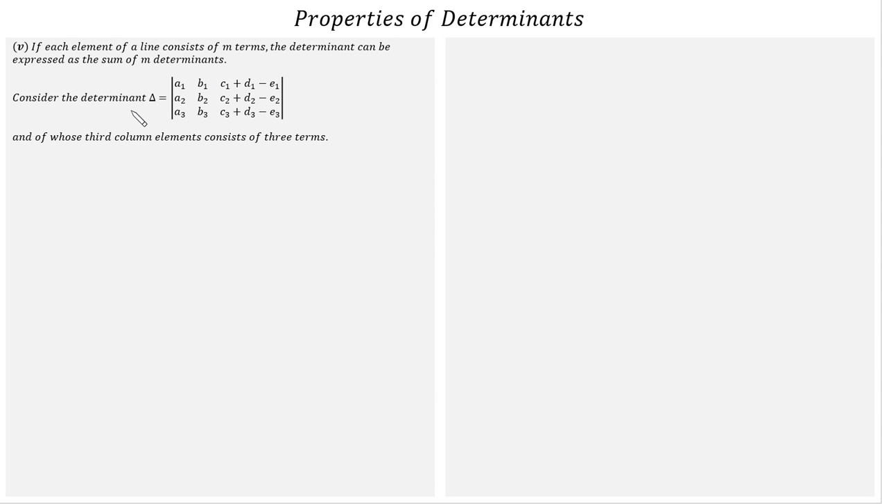Now consider the determinant delta equals determinant a1, b1, c1 plus d1 minus e1, a2, b2, c2 plus d2 minus e2, a3, b3, c3 plus d3 minus e3. Now you can see that each element of column 3 of determinant delta consists of 3 terms in terms of C, D and E.